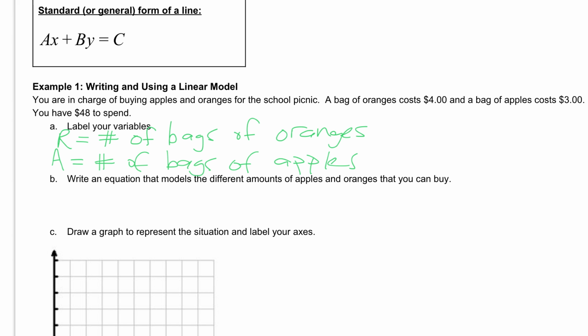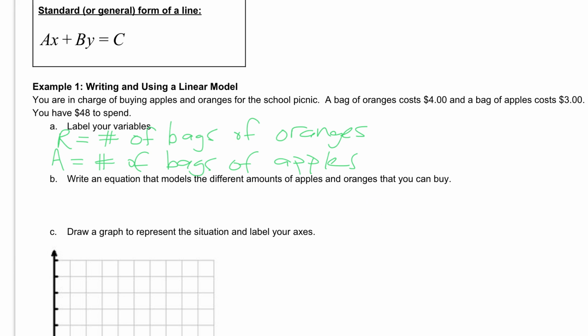In letter B, it says to write an equation that models the different amount of apples and oranges that you can buy. If you take a look at number of bags of oranges versus number of bags of apples, this is a case where there's really no independent versus dependent variable. When you get variables where you really don't know which one's independent versus dependent, then you know you have a case where we're going to be using that standard form.